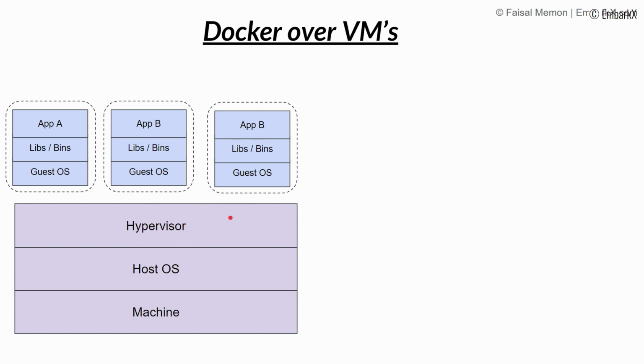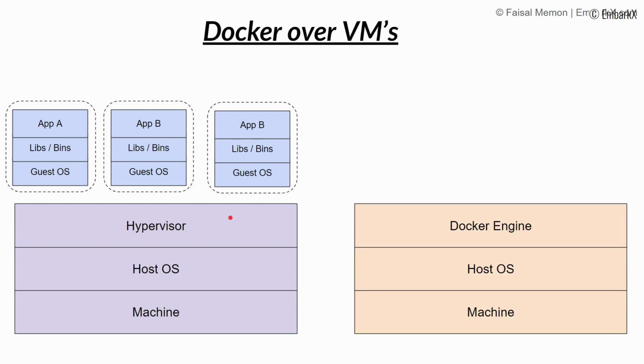Now, how does it work with Docker? With Docker, you have your machine, which is the machine hardware. You have the host operating system, and then you have something called the Docker engine. This Docker engine is responsible for containers. So you will have an app like this. This is one container which has application A running. It has all the libraries and binaries. Now, one thing to note over here is that it does not have the guest OS.